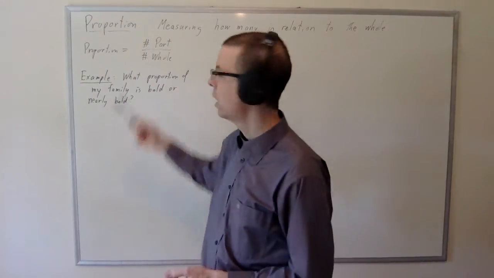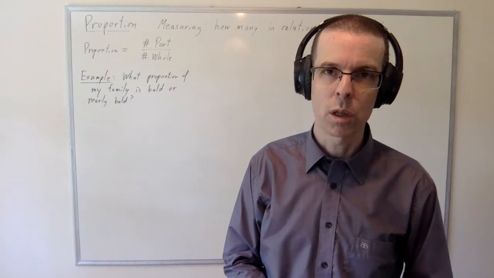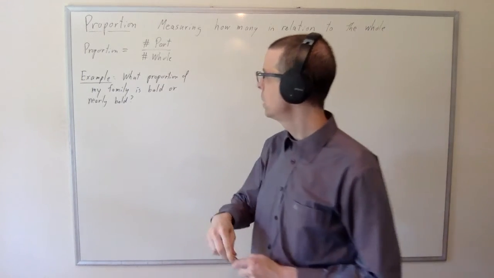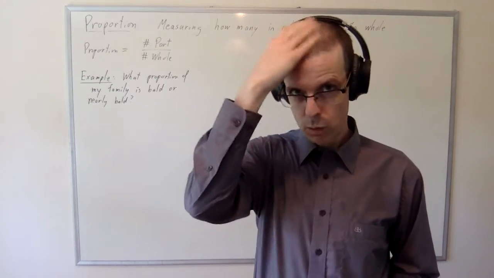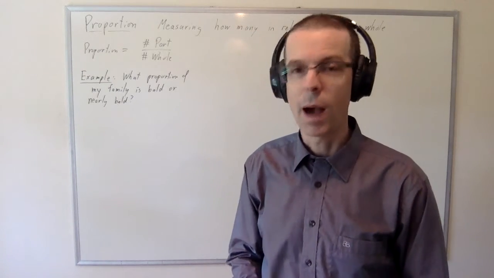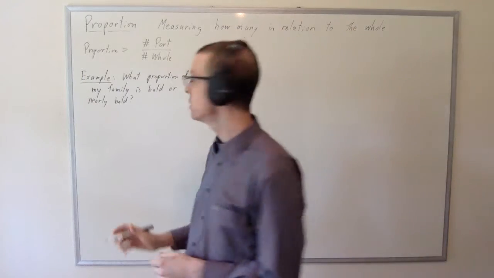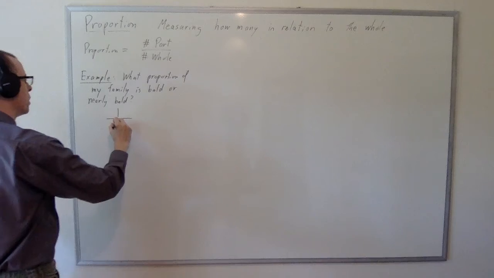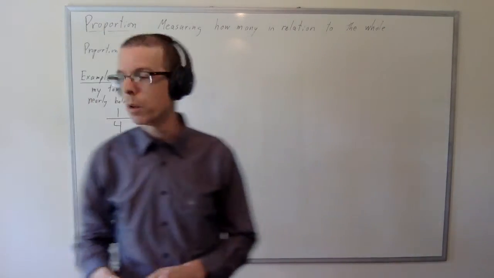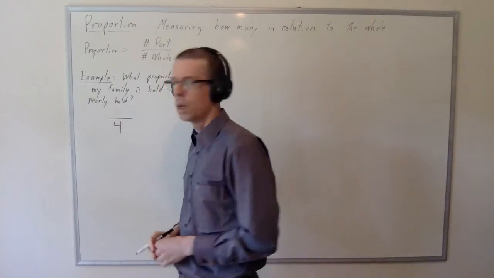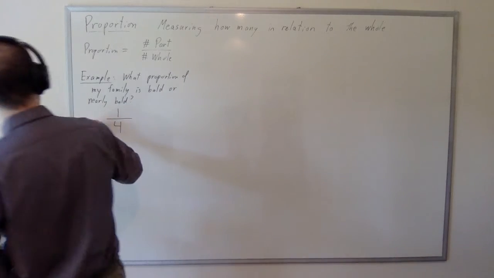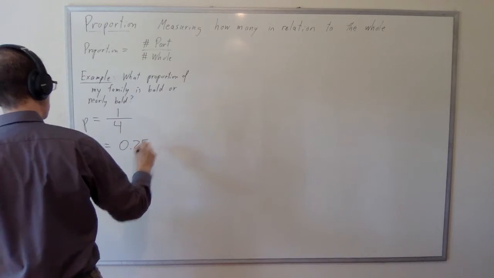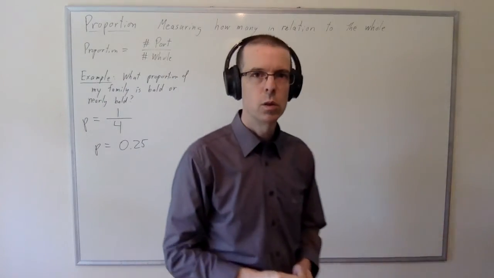So let's look at a silly example before we move to our serious example, which is the real content here. What proportion of my family is bald or nearly bald? So my kids will confirm for you that I count as one, and nobody else is, so that makes the number in the part being counted as bald 1. There are 4 people in my family, so that gives me 1 in 4. So we can say that the proportion is 1 in 4. P equals 1/4. So we could also say P equals 0.25 if we wanted to convert that to decimal.